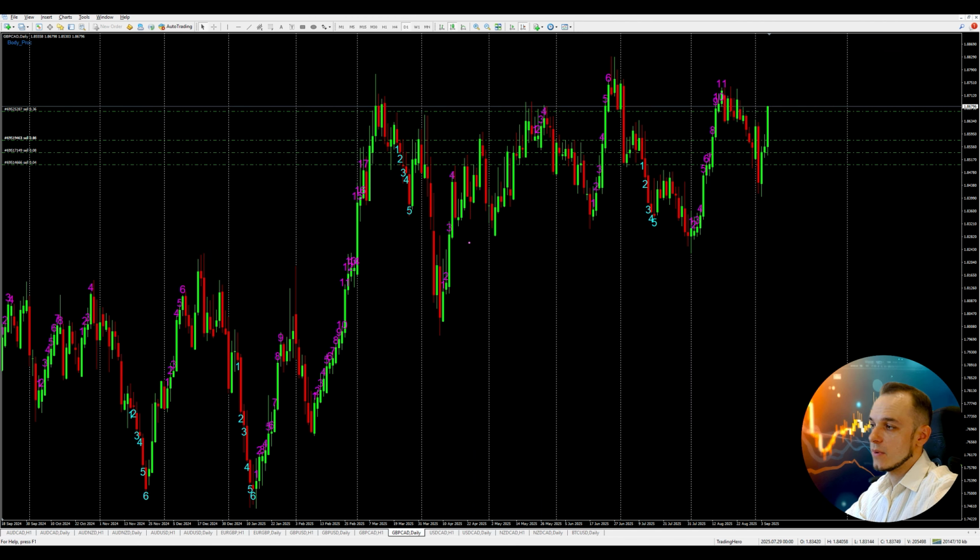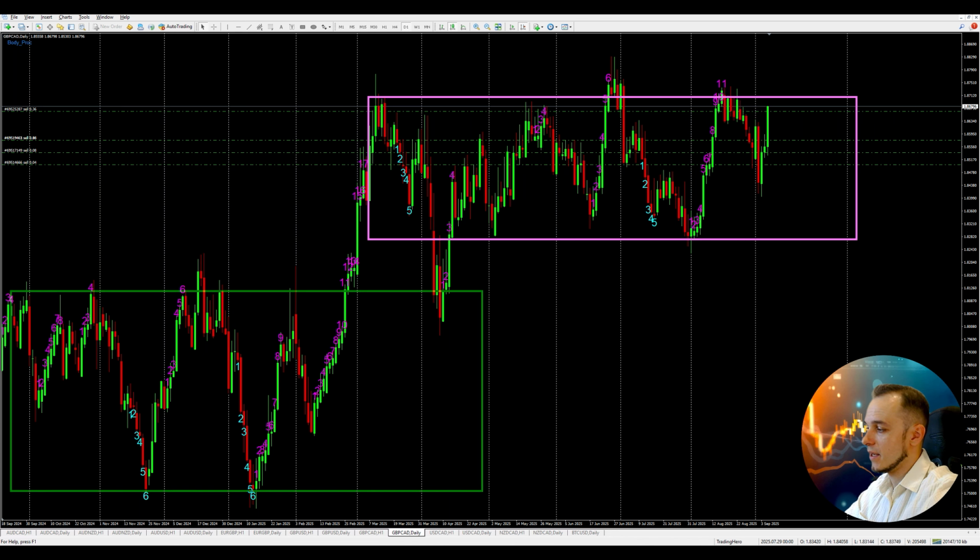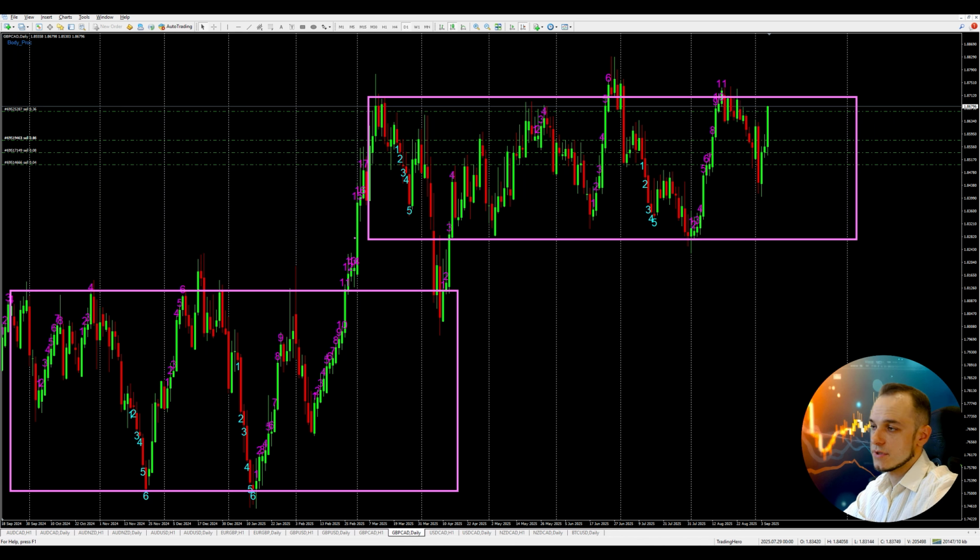On the daily time frame we can see that we are still in this consolidation. There is no hidden downtrend or uptrend. We're just moving in this corridor the same way as we were moving in a corridor previously. We just changed the range of prices, but the way of movement remains the same.